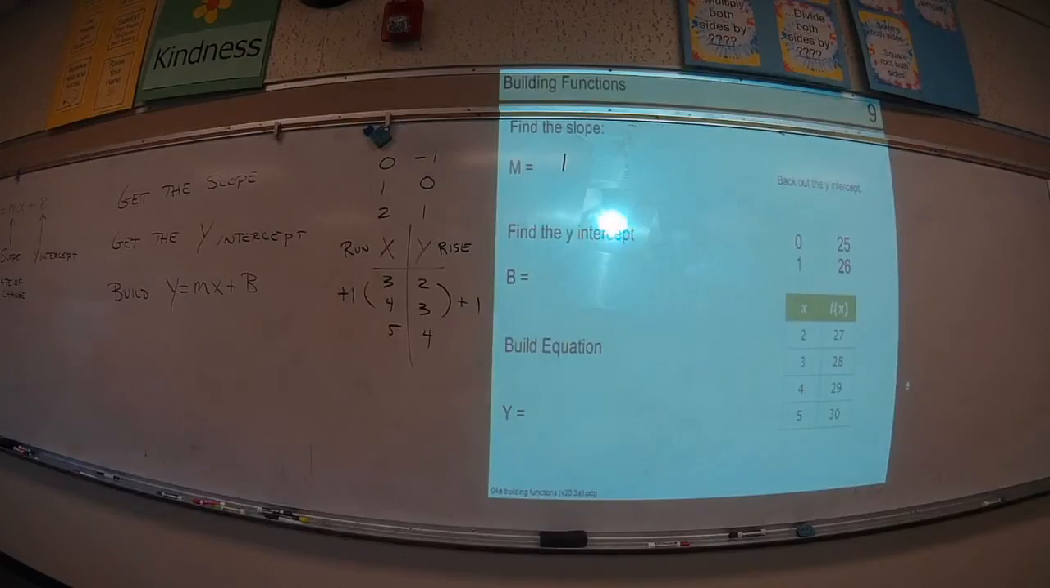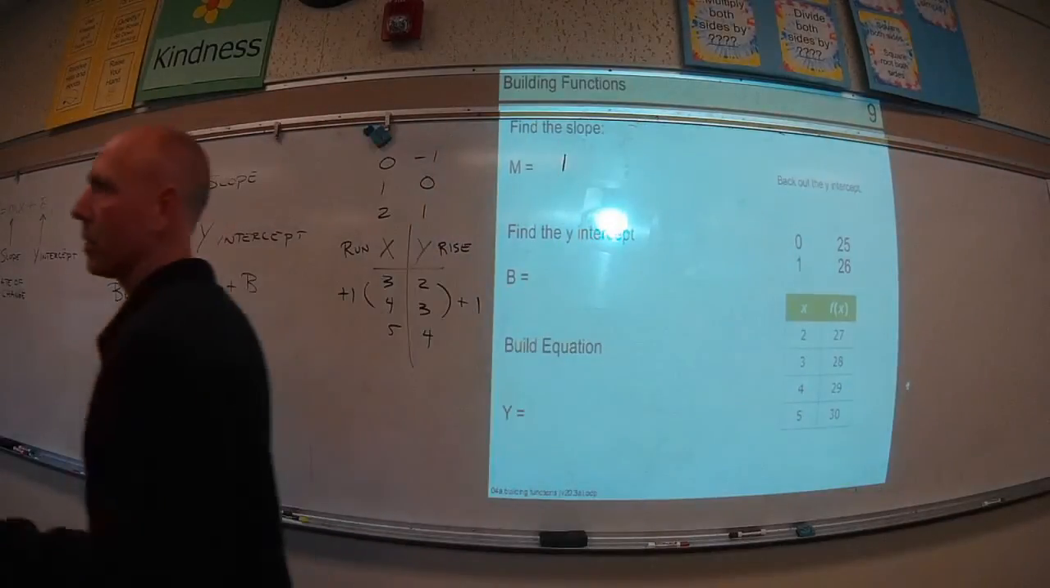You don't need the 1. Get rid of the 1. You don't need it. Good. Give me an X. You forgot it. Good. Get rid of the 1. You don't need it. It's just that 1X and X are the same thing.